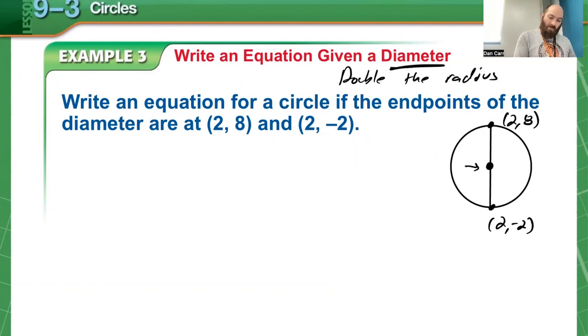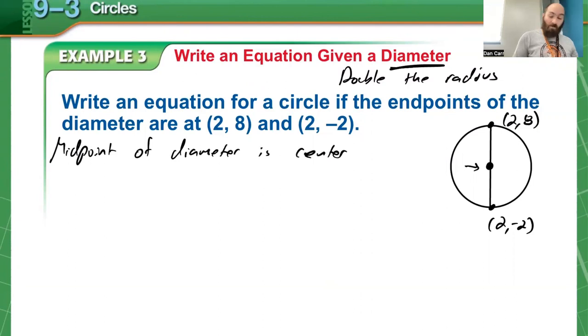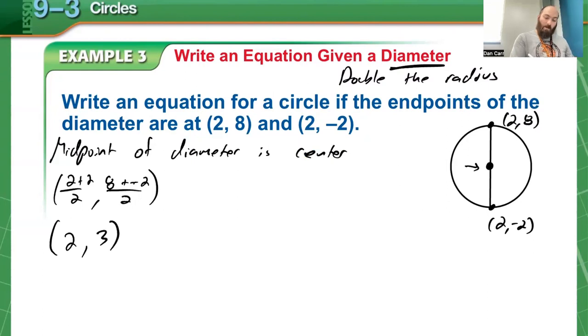The idea is I want my midpoint. That's why we covered midpoint before. The midpoint of my diameter is going to be the center of the circle. So the midpoint of the diameter is the center. If I do that, it'll be (2 + 2) divided by 2, (8 plus -2) divided by 2. So my center is going to be at 4 divided by 2 is 2, and 8 plus -2 is 6, divided by 2 is 3. So this point here is (2, 3).